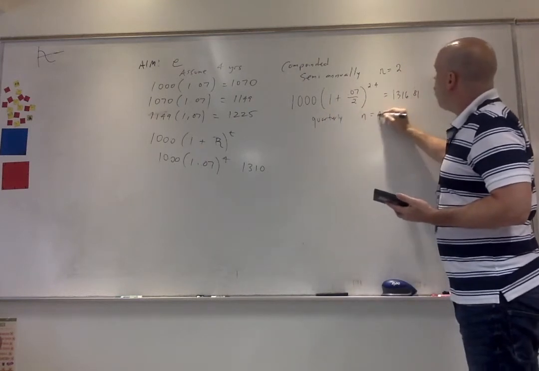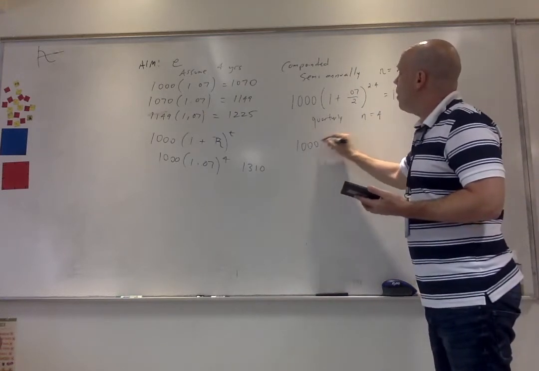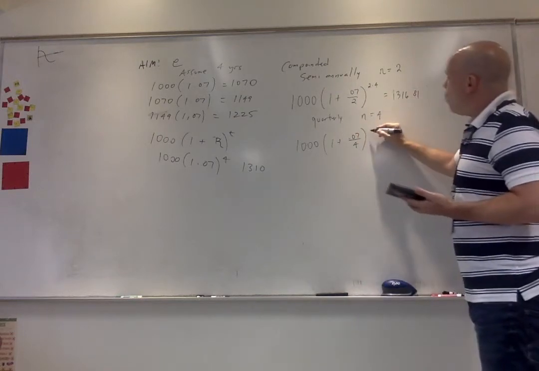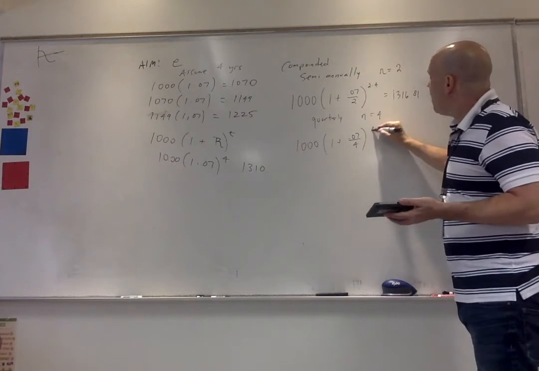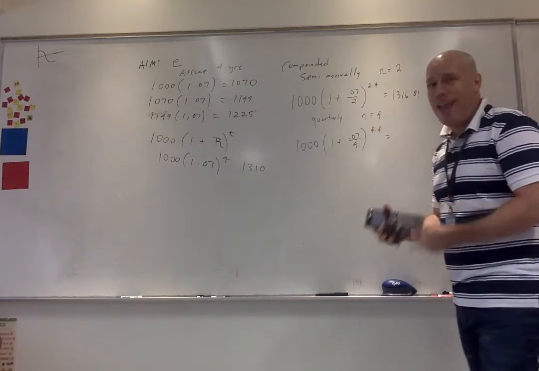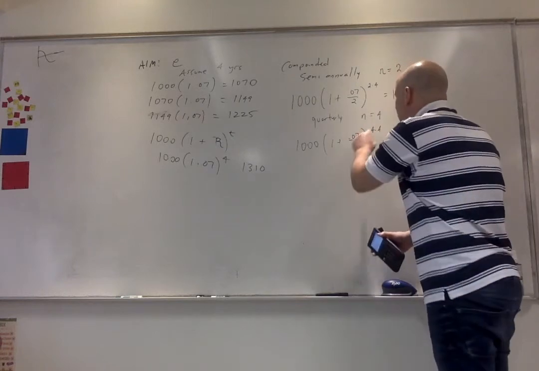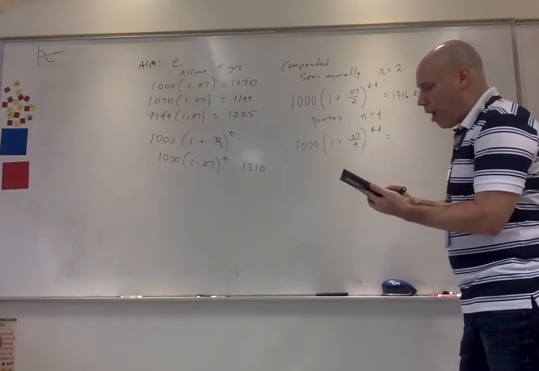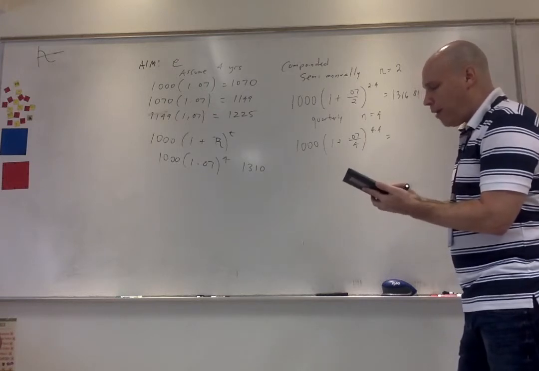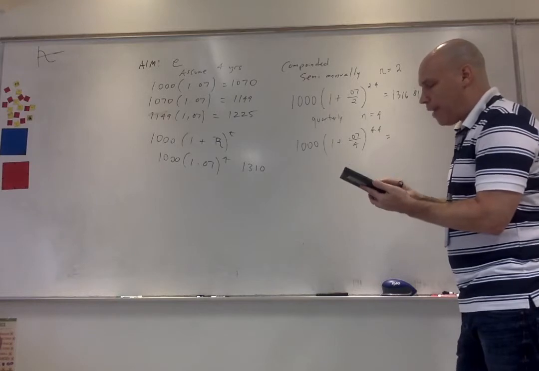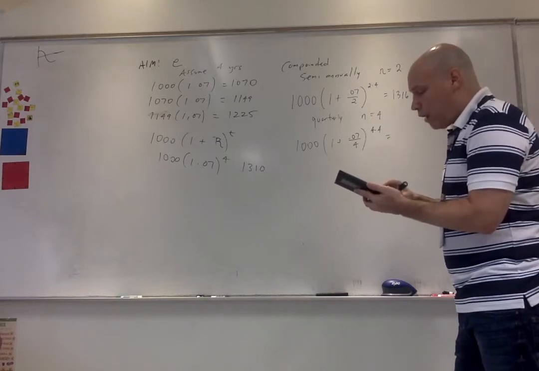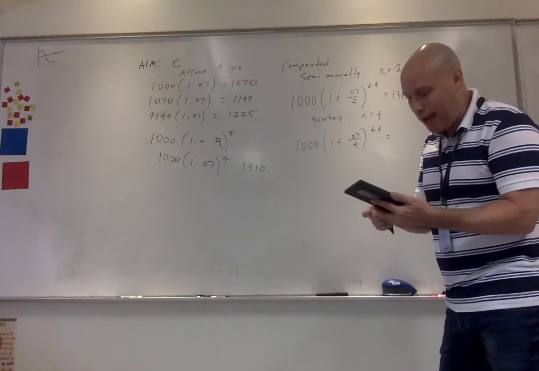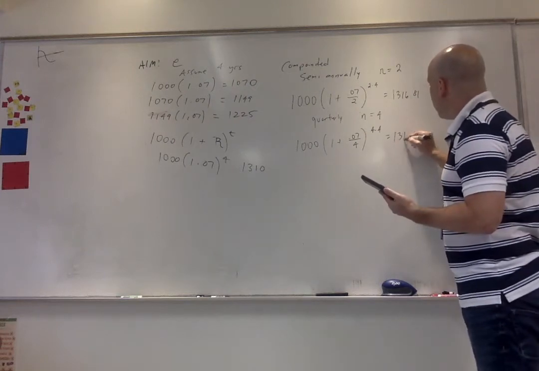Well, if I can do it semi-annually, I can do it quarterly, which is n equals 4, right? So I do 1,000 times 1.07 divided by 4, and instead of 8 times over the 4 years, it's going to be 16 times. And I'm thinking, this is going to be a really big number because I'm raising something to the 16th power. So 1,000 times, open parentheses, 1 plus 0.07 divided by 4, close parentheses, raised to the 16th power. This number is going to be really big, right? Not that much. 1319.